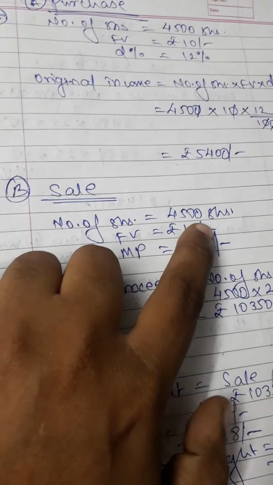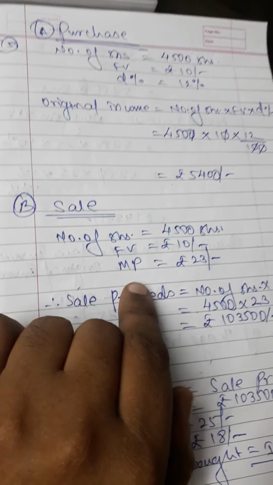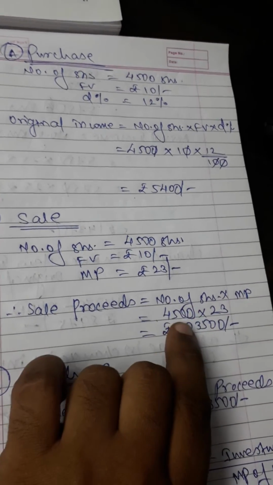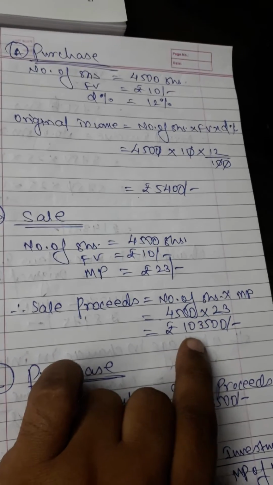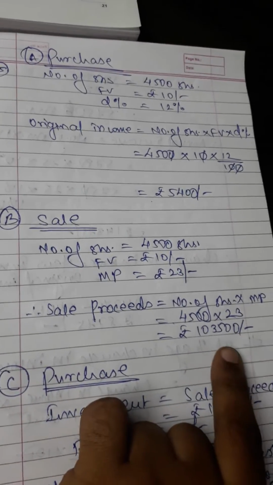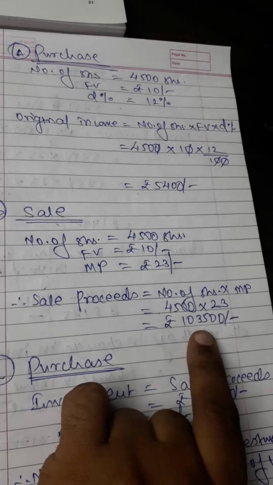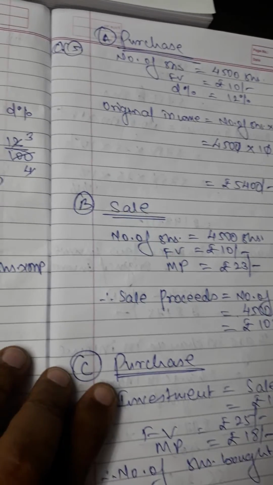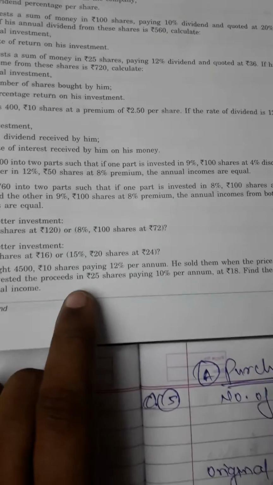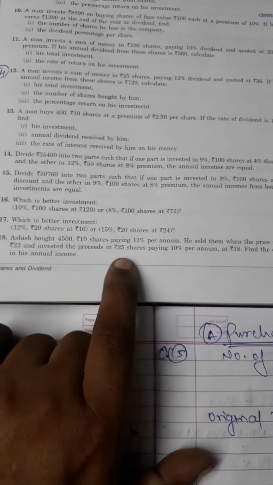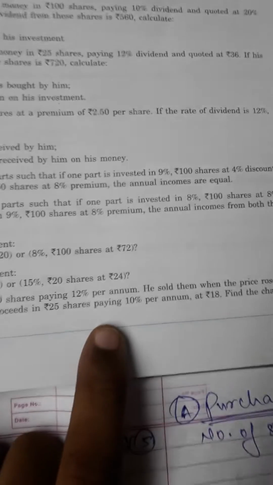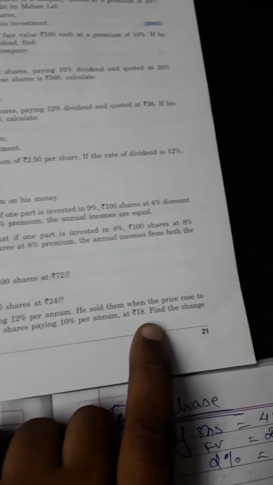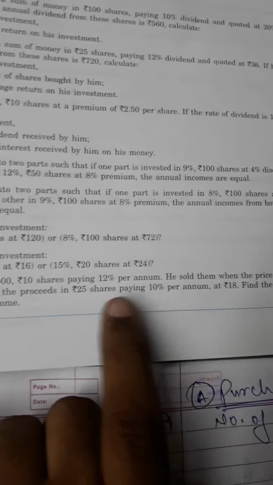Number of shares sold 4,500, again face value 10, market price rose to 23, next sale price will be number of shares into market price, 4,500 into 23, 1,03,500. This is sale proceeds. Remember, this is sale proceeds. This sale proceed is now invested in another type of shares, means purchase of new shares. The proceeds in 25 rupees shares, this is face value, 10% per annum, this is D percent, at 18, this is market value.